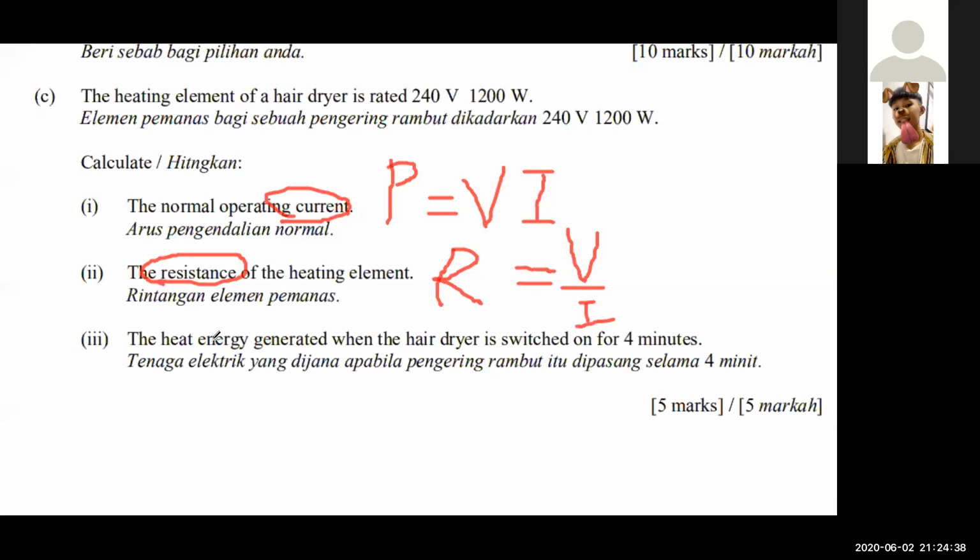And the last one, heat energy generated in 4 minutes. Now find heat generated. Heat energy formula is what? Yes, someone said it. Q equal to PT. Yes, PT. Power multiplied time. Time, remember, 4 minutes change to second. Cannot use minute one. Change to second, times 60. Okay, you go and find the answer now, everyone.